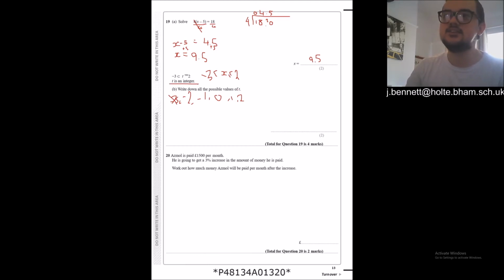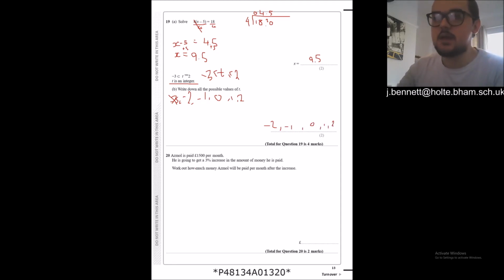Remember, t is an integer. Sorry, this is supposed to be a t, not an x. That's my bad. Let me just knock that out. T. So, minus 3 is less than t, which is less than or equal to 2. And they're integers, but integers are numbers. So these are the 5 numbers we can actually have: minus 2, minus 1, 0, 1, 2.